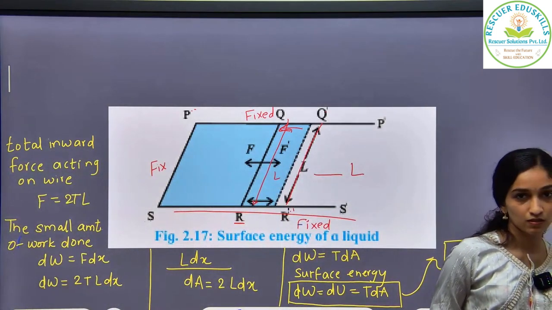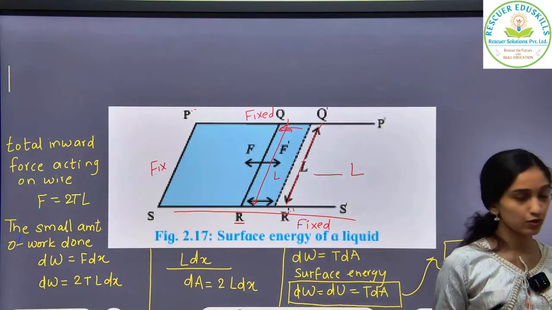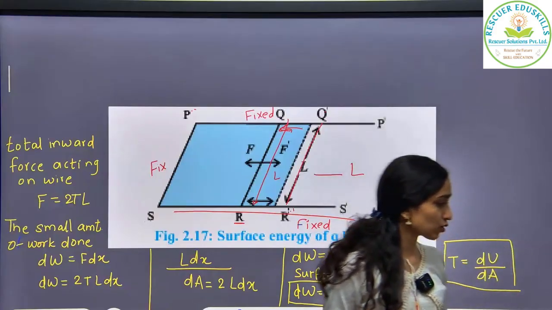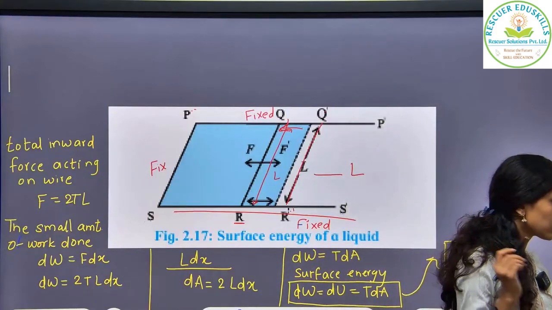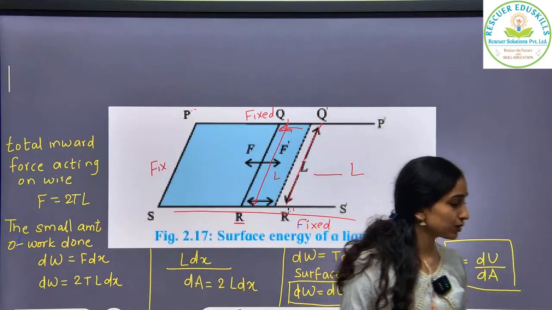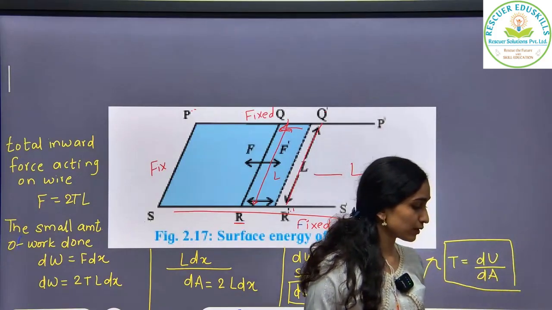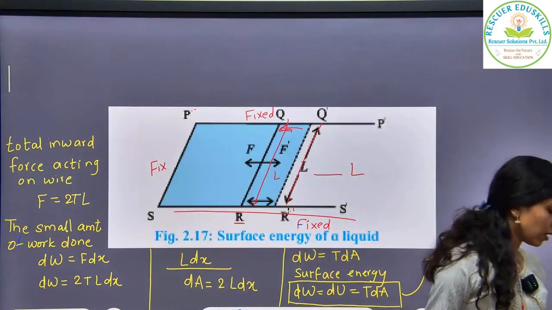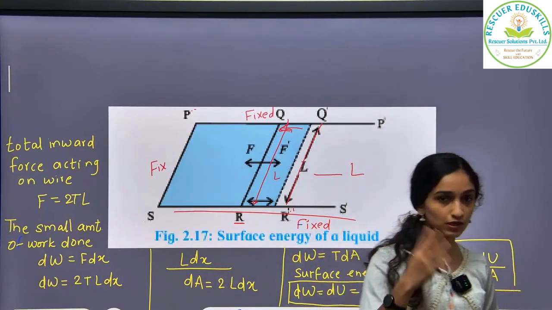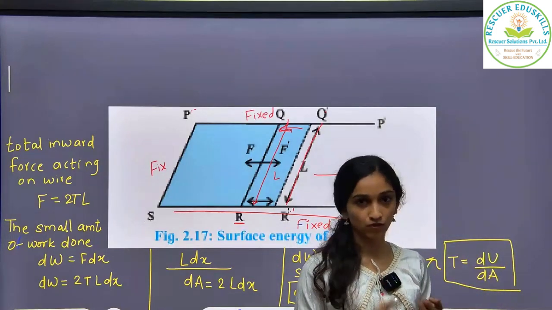Now let's solve this numerical. Okay, so I will read out the question. Calculate the work done in blowing a soap bubble to a radius of 1 centimeter. The surface tension of soap solution is 2.5 into 10 to the power 2 Newton per meter. Okay, so now we have to calculate the work done. But again, this soap bubble has two surfaces, right? Outer and inner. So we must consider both while calculating the work done.